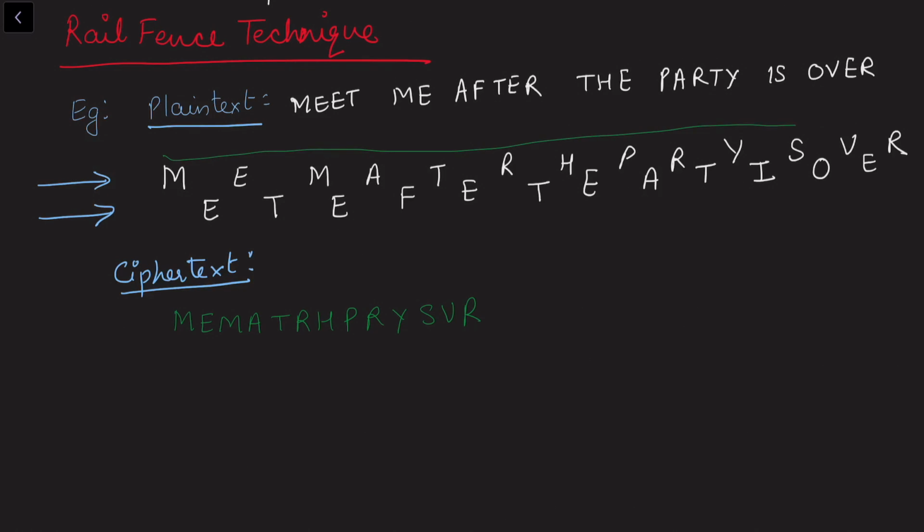As you can see, this is the first row, and then we read the next row, which is written downward in the diagonal form. So this is E, T, E, F, E, T, E, A, T, I, O, E. So this is the ciphertext, and we followed the rail fence technique.